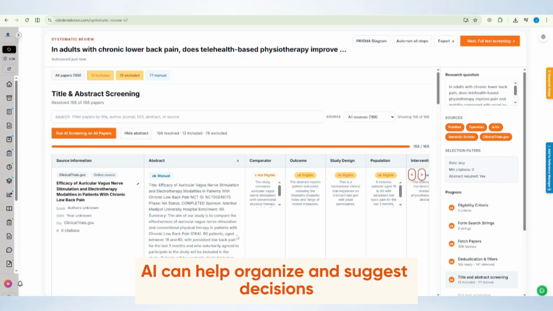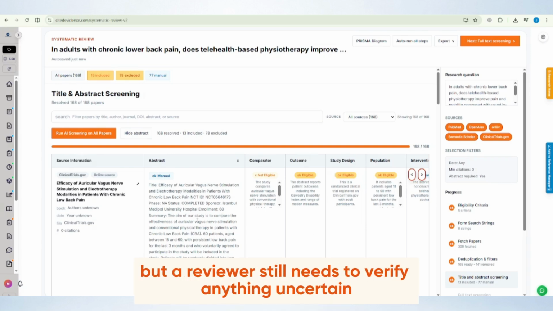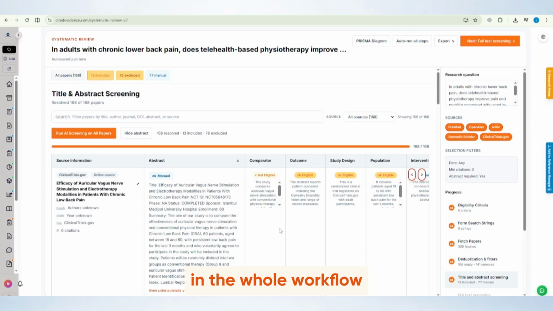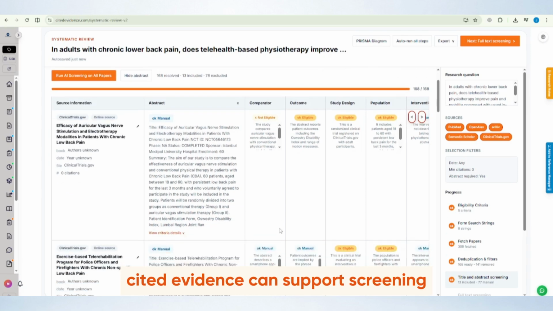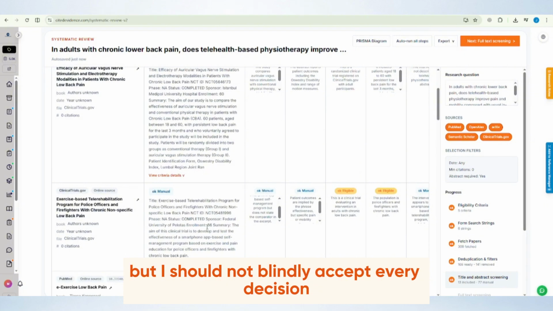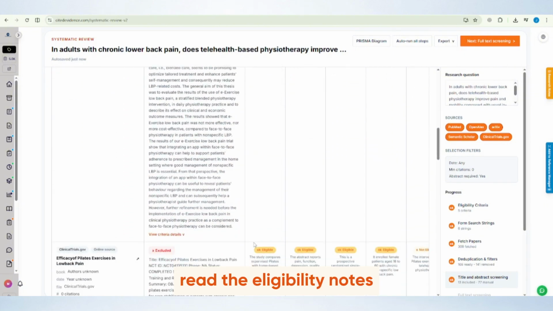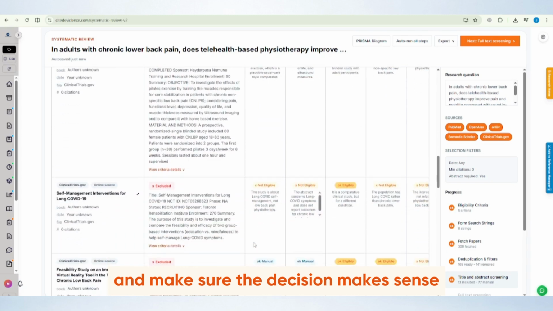AI can help organize and suggest decisions, but a reviewer still needs to verify anything uncertain. This is one of the most important points in the whole workflow. Cited Evidence can support screening, but I should not blindly accept every decision. I still need to check the abstract, read the eligibility notes, and make sure the decision makes sense.